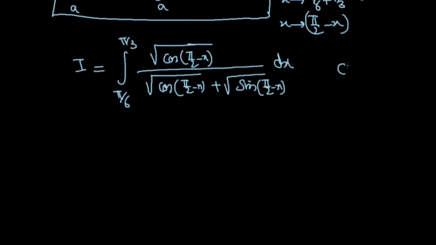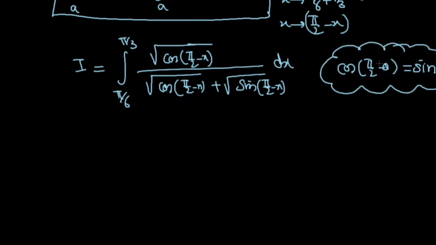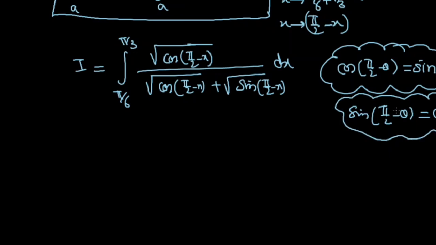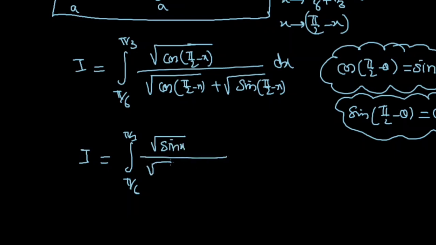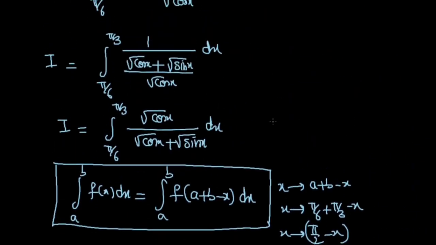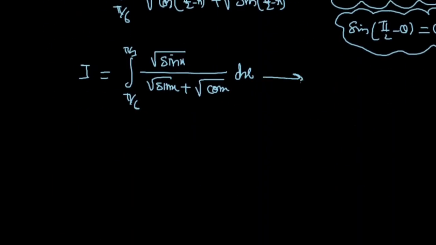So from here, cos of pi by 2 minus theta is sin theta. Because of 90, cos changes to sin, and 90 minus theta lies in the first quadrant, positive. Next, sin of pi by 2 minus theta is also cos theta, because of 90, sin changes to cos, and first quadrant is positive. Therefore I is equal to pi by 6 to pi by 3 integration root over sin x divided by root sin x plus root cos x dx. Now what we have to do: before applying the property is equation 1, after applying the property is equation 2. Now add 1 plus 2, okay? I plus I is 2I.